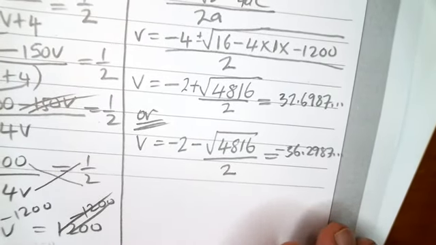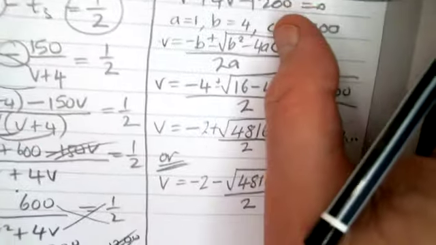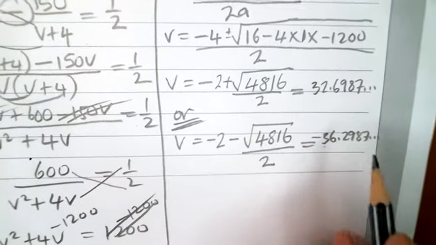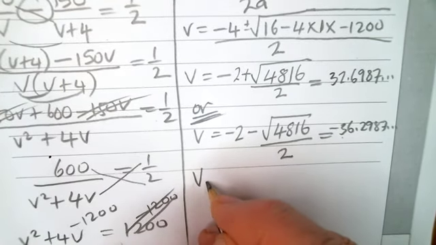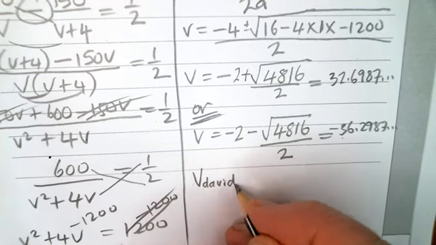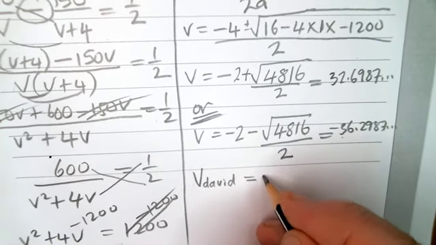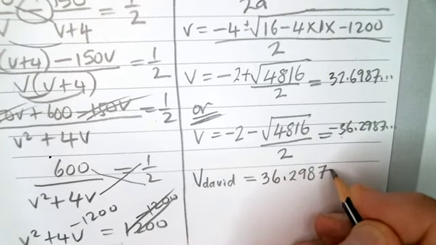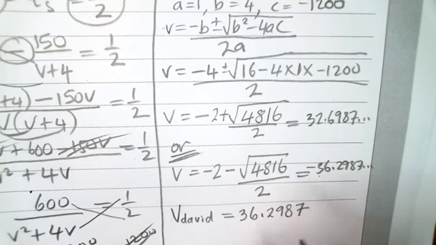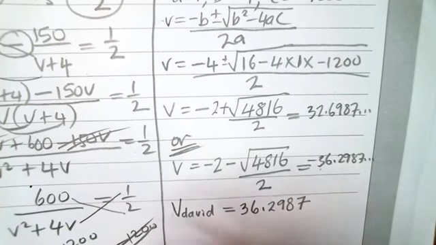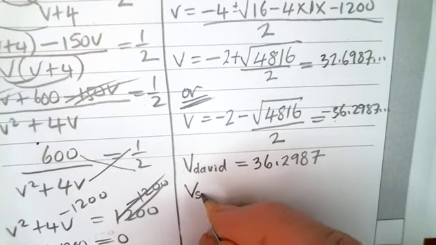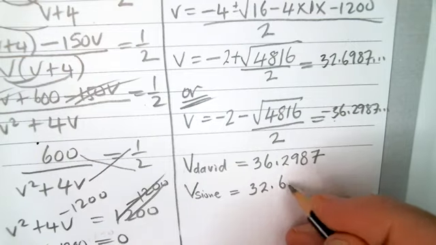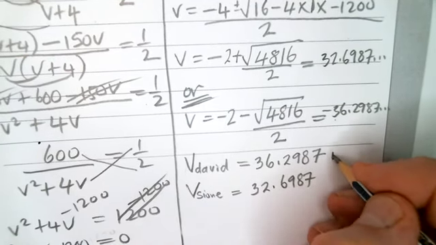All right, now is that time? What are we doing? Okay, this is velocity, yeah? So we've now got a v for s and the v for d. So David's velocity is equal to 36.2987, because he takes 4 seconds longer, yeah? And the velocity of Sione is going to be 32.6987.